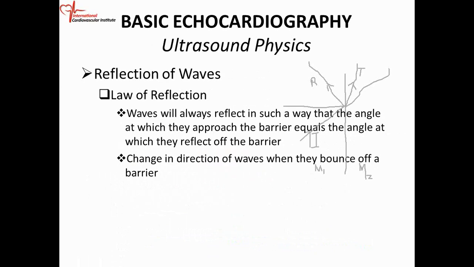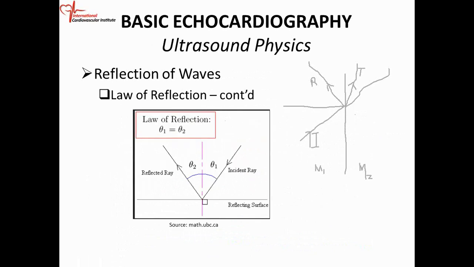All right. So the law of reflection, which we mentioned before: waves will always reflect in such a way that the angle at which they approach the barrier equals the angle at which they reflect off the barrier. Angle of incidence equals the angle of reflection. It is the change in direction of waves when they bounce off a barrier, and it's going to be reflected in the same medium.